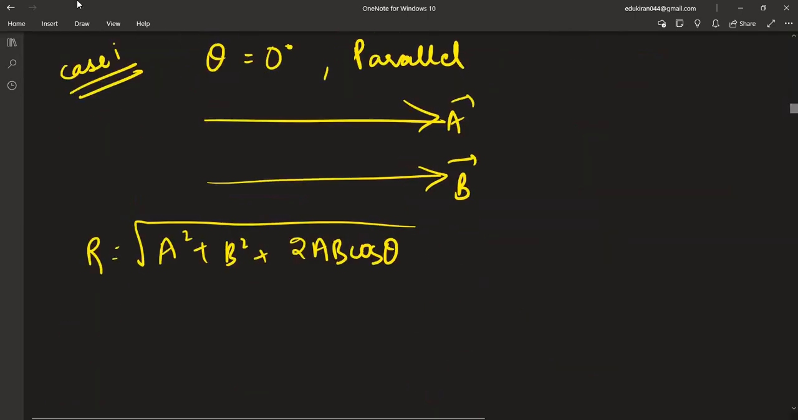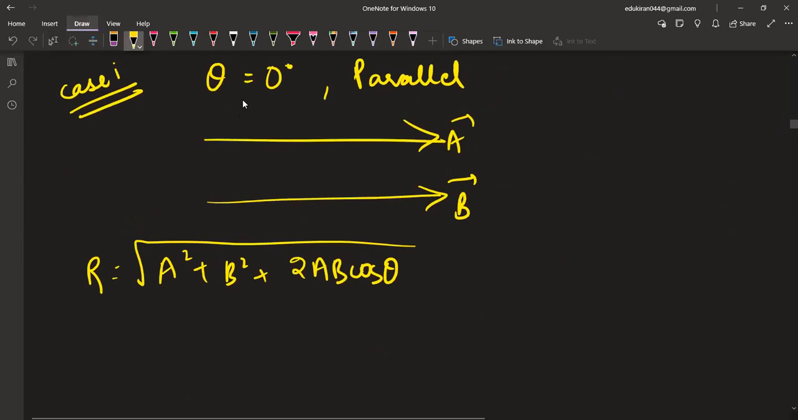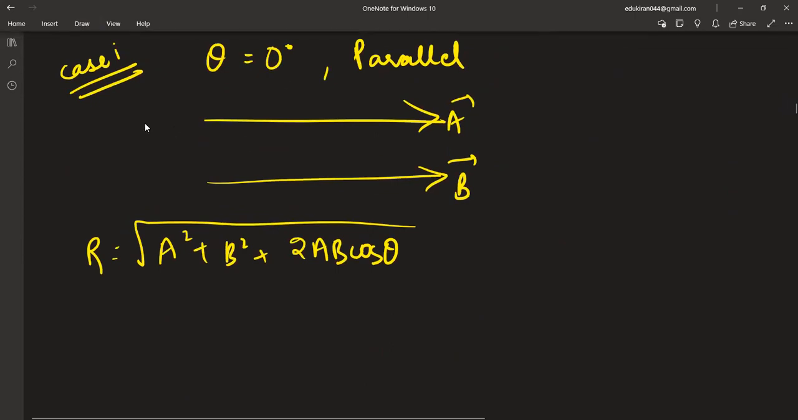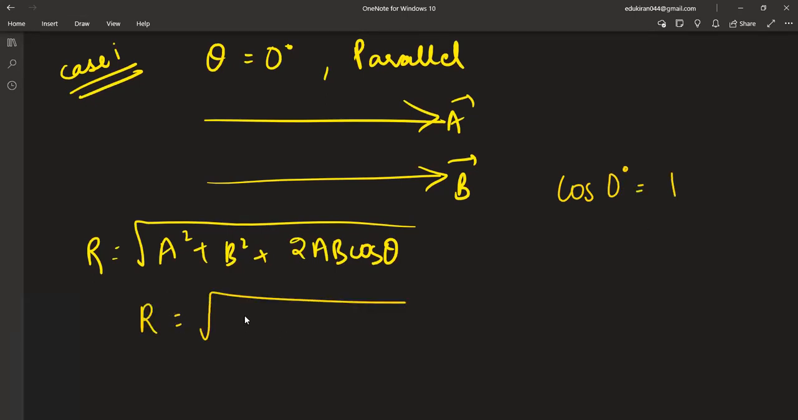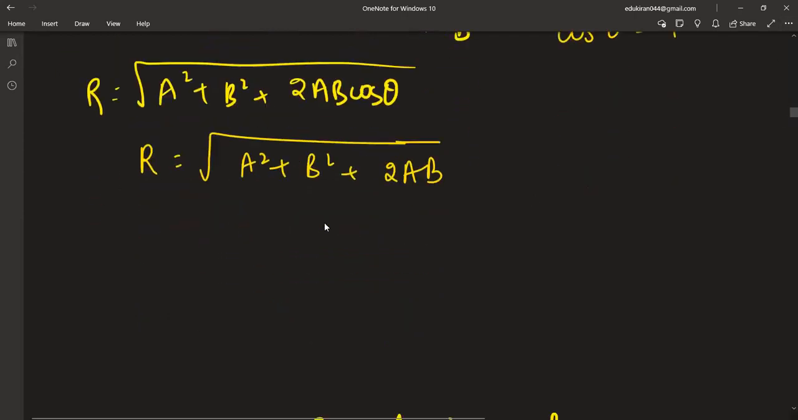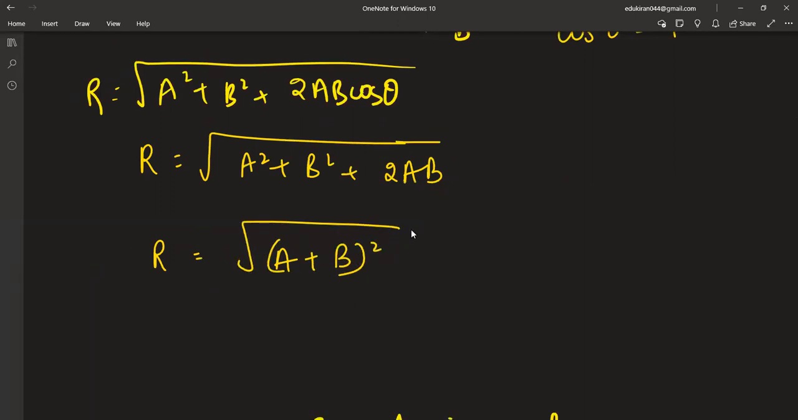Now see few cases, very basic cases that I want to discuss. See, if two vectors are parallel to each other, that is making an angle 0 degrees, so you know cos 0 degrees is 1. So what will the resultant be equal to? This will be equal to under root a square plus b square plus 2ab. That's it. Which identity is being formed? A square plus b square plus 2ab is equal to a plus b whole square. And the root is there. So root will cancel the square.